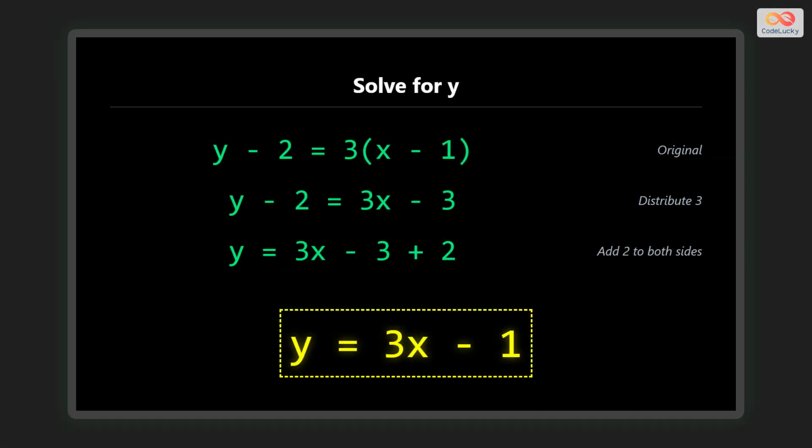Next, we need to convert this into slope-intercept form by isolating y first. Distribute the 3 to both terms inside the parentheses to get 3x minus 3. Then, add 2 to both sides to get y by itself. Our final equation is y equals 3x minus 1.